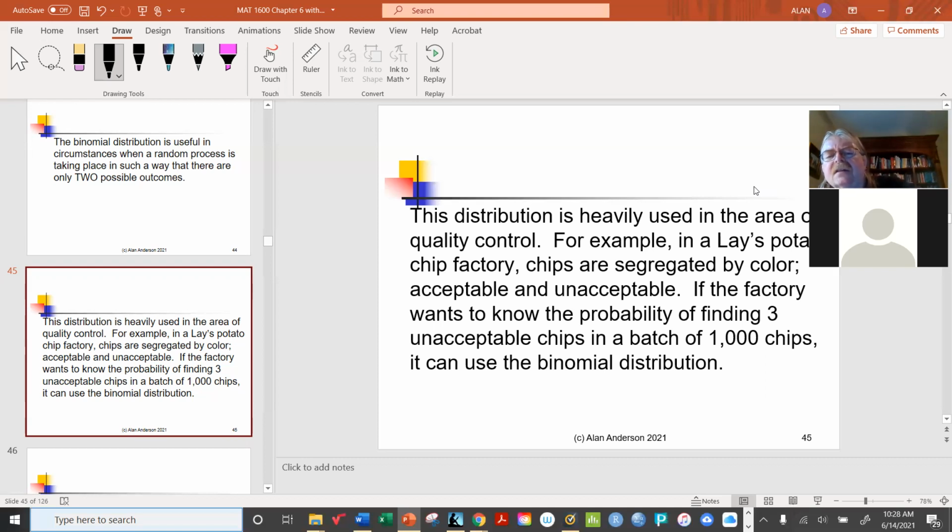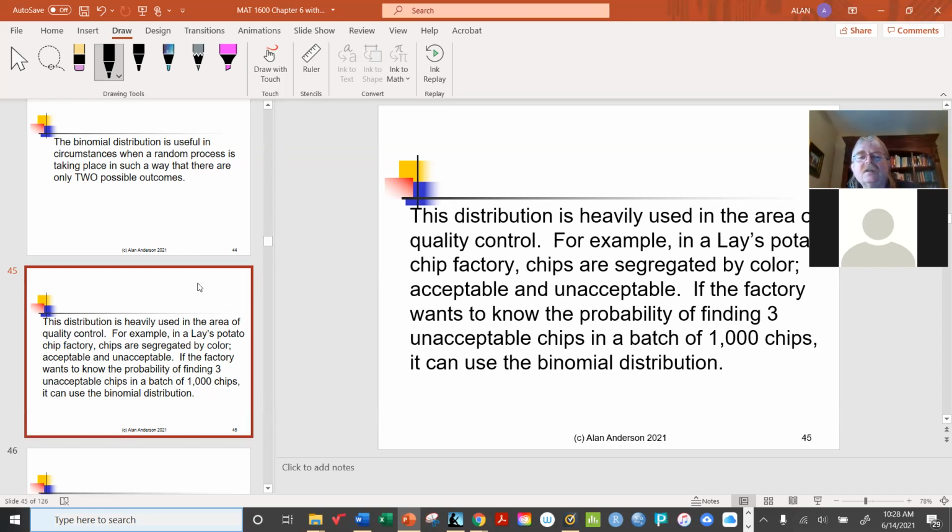So let's just say that the machines are working properly if 3 bad chips show up in every 1,000 chips. Let's say that anything more than that, we have to fix the machines. So we want to know, without having to count every single chip, what's the probability of this happening? And for that kind of thing, we can use the binomial distribution because the chips are defined as either acceptable or unacceptable.